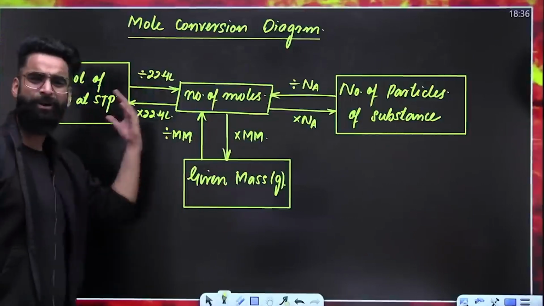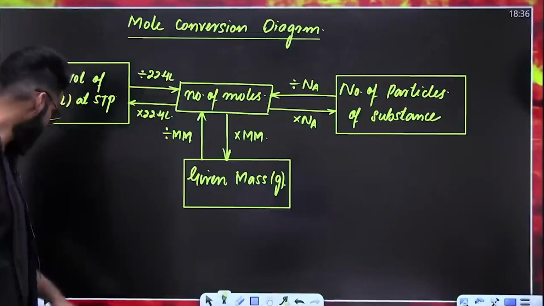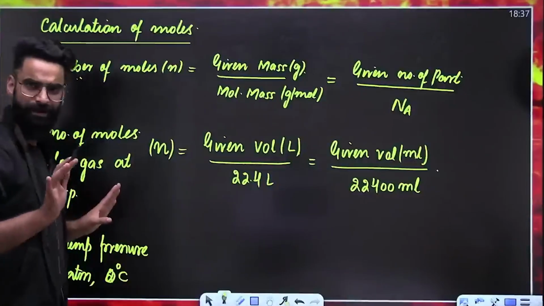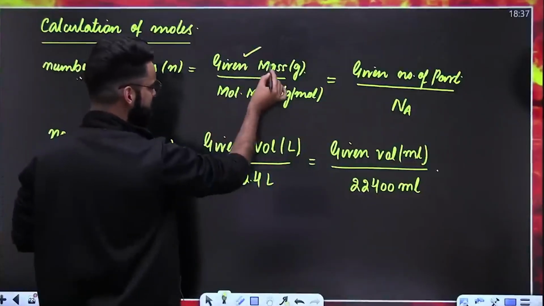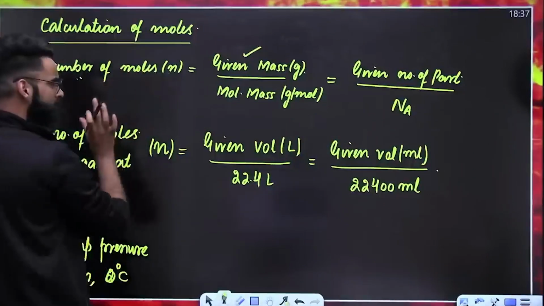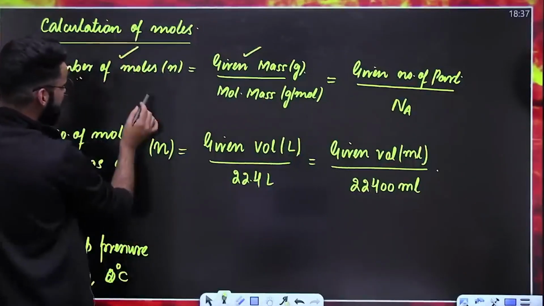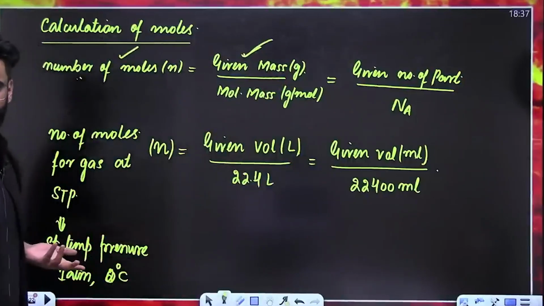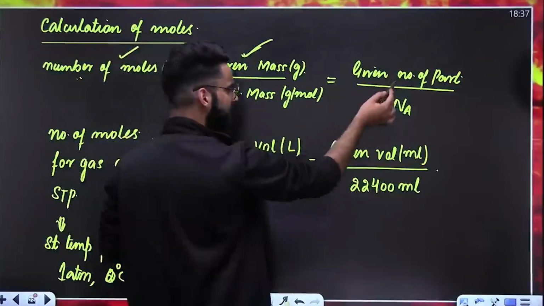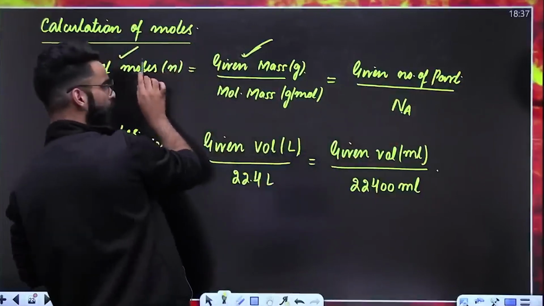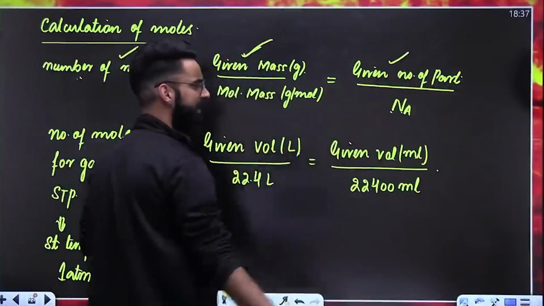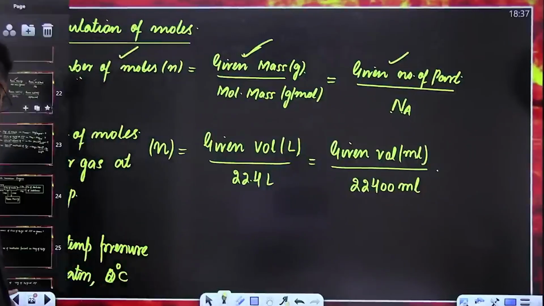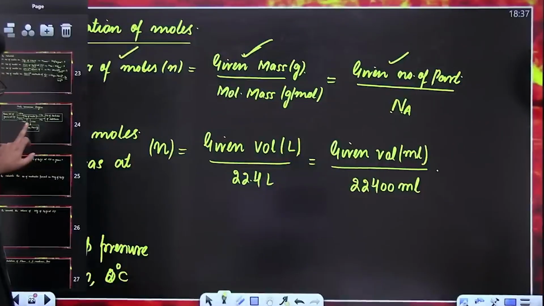Do you know how this conversion diagram came? See guys, it's simple. Look at the first result. I told you already, if the mass of substance is given, divide the given mass by the molar mass, and you'll get moles. Or if moles are given, multiply the moles by the molar mass, and you'll get the mass. Similarly, number of particles divided by Avogadro's number gives moles. Moles multiplied by Avogadro's number gives the number of particles. Nothing else. I hope whatever I'm telling you is clear.